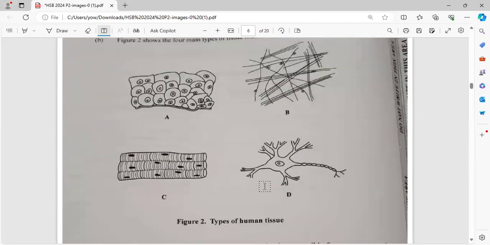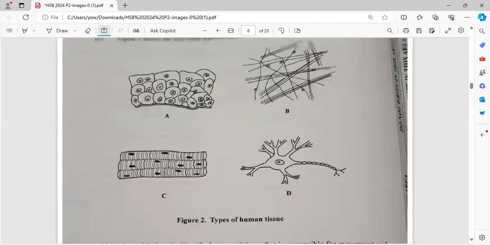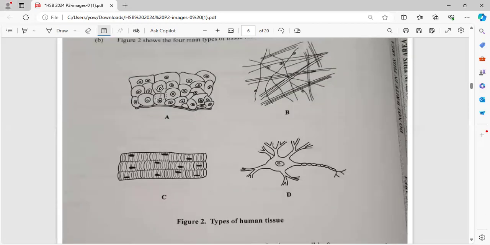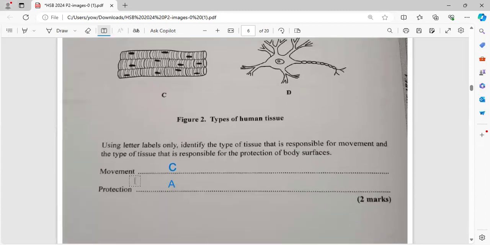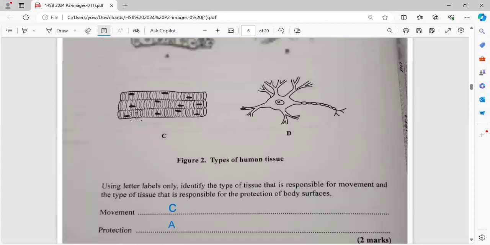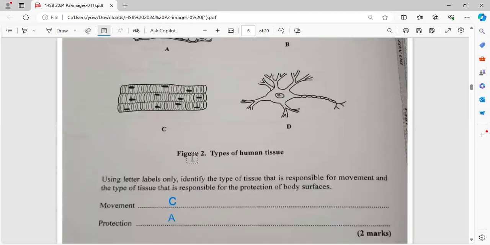And this is a nerve cell, so that means this is what we call epithelial cells, and epithelial cells line the surfaces of organs in the body, right? Or they're also in plants, but in the body. So protection for body surfaces would be the epithelial cells, which would be A.